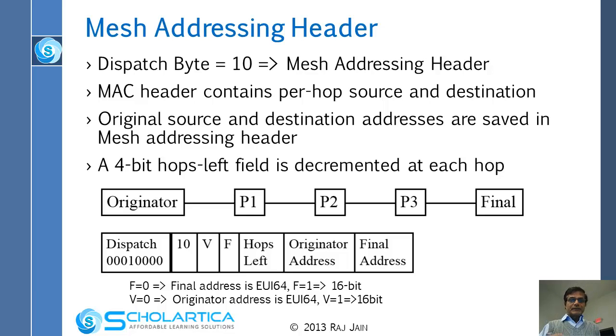So if the dispatch byte is 10, it says right here, then this is a mesh addressing header, and all it does is have the addresses and hops left, so that now you know that it is not recirculating, there are no cycles. So you start that we are going to go 3 hops, and at every hop the number will be decremented, and when it becomes 0 the packet will be thrown away if it is not already at the final destination. Yeah, that's the mistake. So we need only 110, so this 10 goes away.